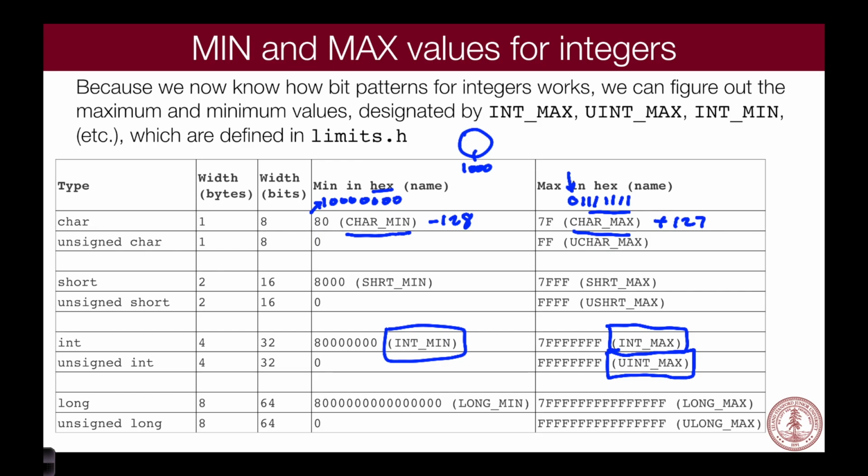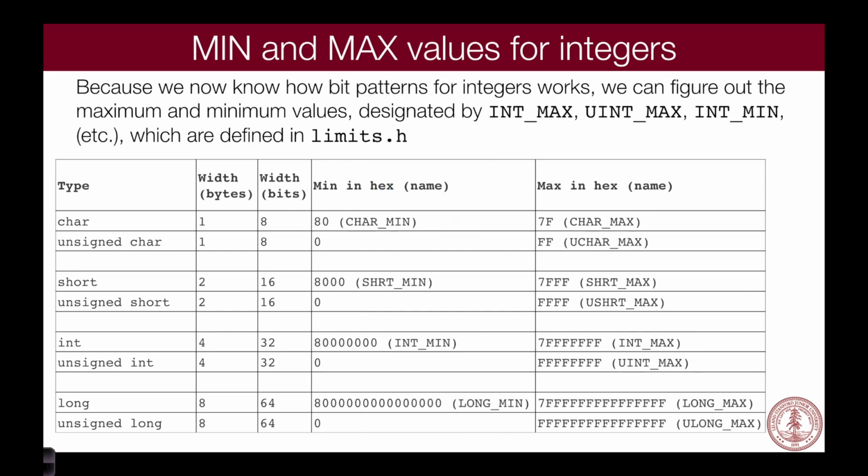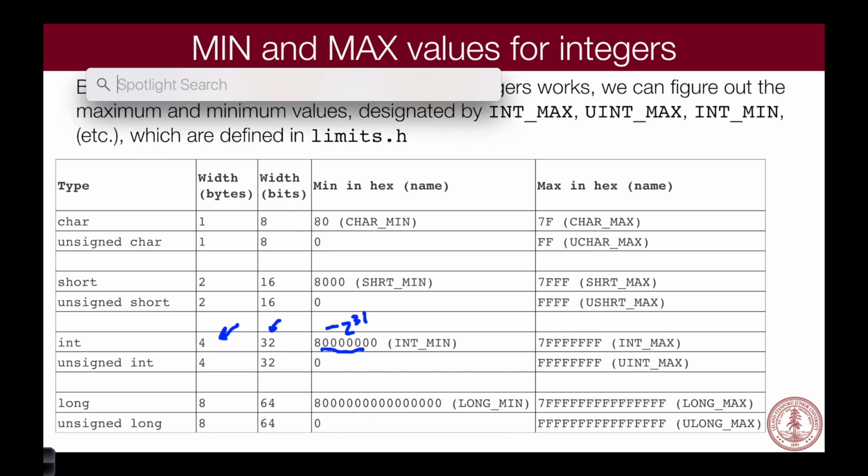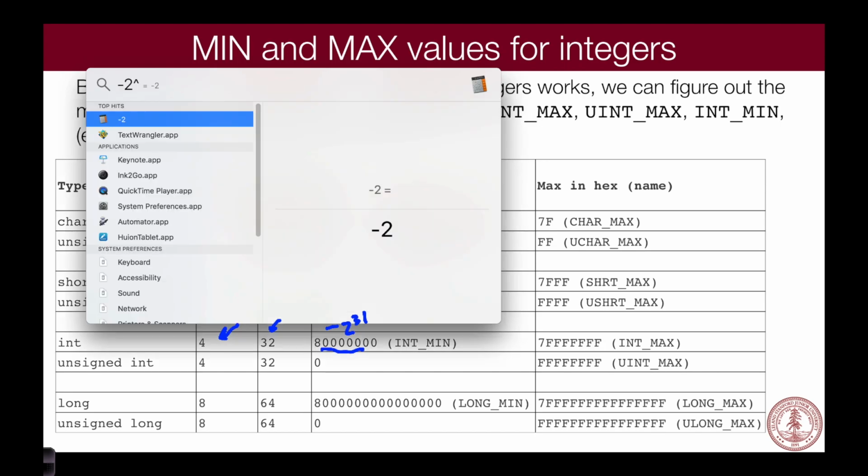Let's look at INT_MIN for a minute. An int is 4 bytes long, 32 bits, meaning the minimum is going to be -2 to the 31. We can actually figure that out in Spotlight on a Mac. If we do negative 2 to the 31, it tells us the value is -2147483648. That's the minimum value of an int, negative 2 raised to the 31st power.